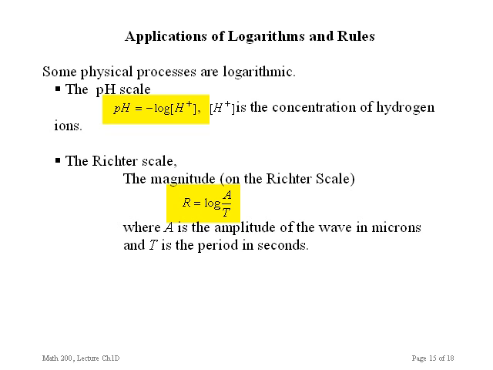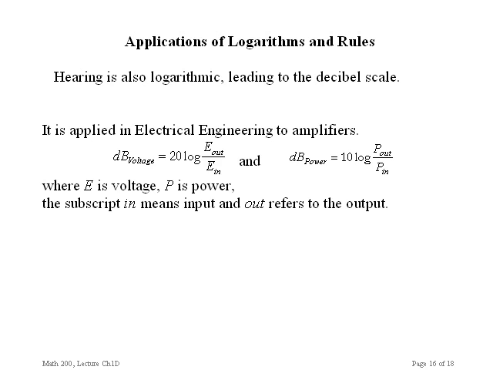There are some correction factors here that are sometimes added in, but the Richter scale has, over time, actually been a very good logarithmic scale for earthquakes. Again, it's a logarithmic scale, and pH is another example of a logarithmic scale used in science. Hearing is also logarithmic, and that led to the decibel scale. It is applied in electrical engineering to amplifiers for acoustics, such as speakers, but it's also used for any amplifier.